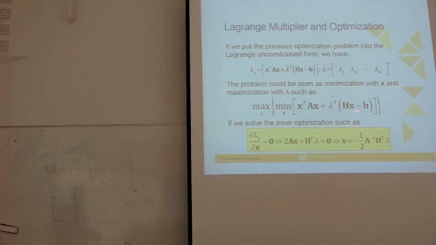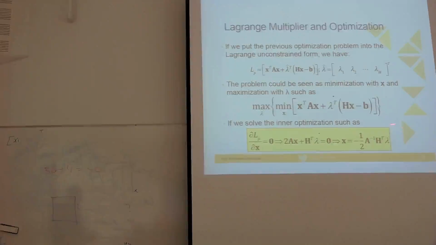If we solve the primal problem, we differentiate L with respect to every x, and then we have the optimum x. So the optimum x is equal to minus half A inverse times H transpose times lambda. Lambda, of course, should be lambda hat.